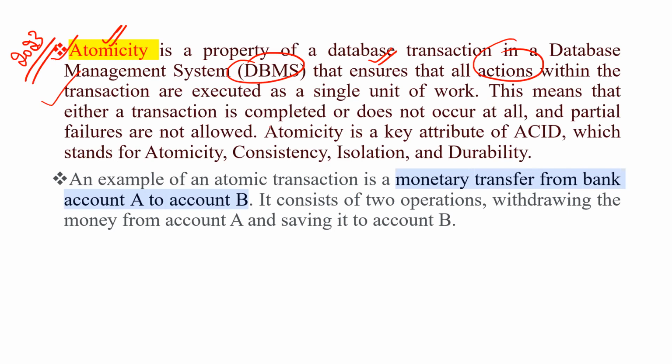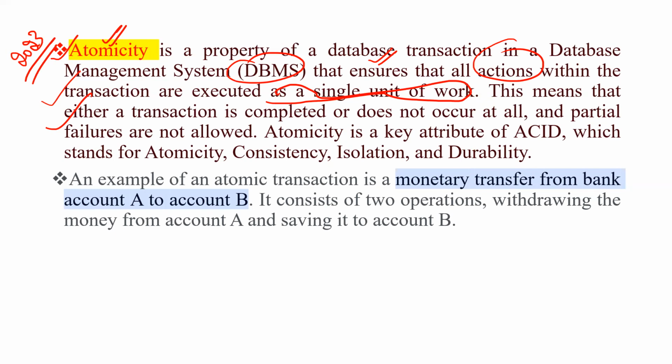So the same thing I'm saying here: the operations within the transaction are executed as a single unit of work. This means that either a transaction is completed or does not occur at all, and partial failures are not allowed. If your cash is not withdrawn, then whatever process has been going on till now, as the electricity is switched off, your transaction will be cancelled and the amount will be refunded to your account. Okay.